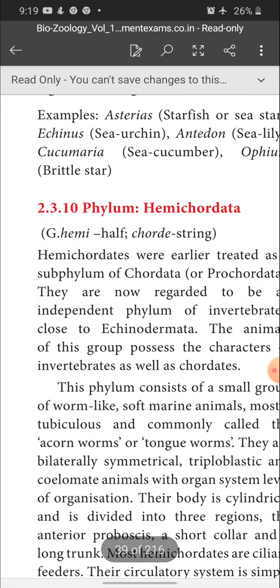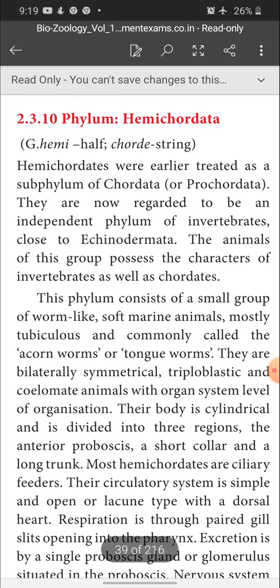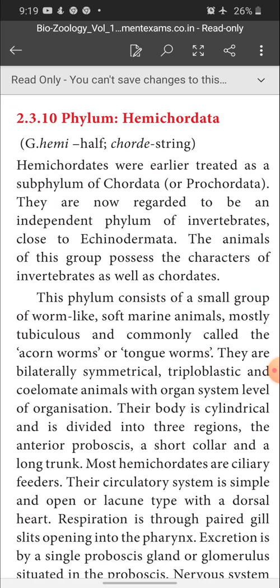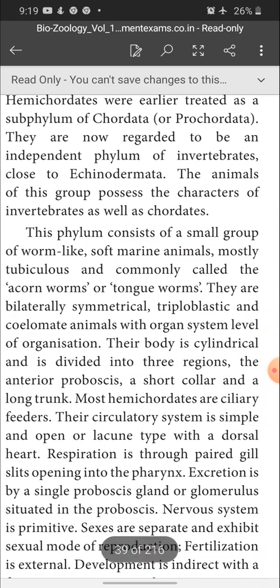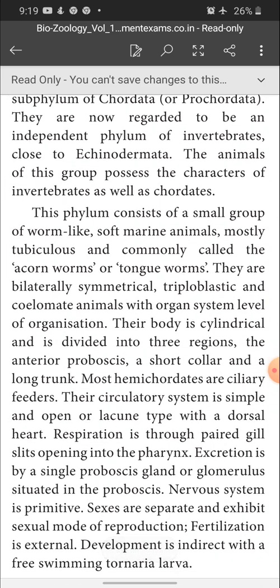Next we are going to see the phylum Hemichordata. Actually children, this phylum Hemichordata was earlier treated as a subphylum of Chordata. They are now regarded as an independent phylum of invertebrates close to Echinodermata. The animals of this group possess the characters of invertebrates as well as chordates. This phylum consists of a small group of worm-like soft marine animals, mostly tubicolous, commonly called acorn worms or tongue worms. Okay, the animals of this phylum are commonly called what?